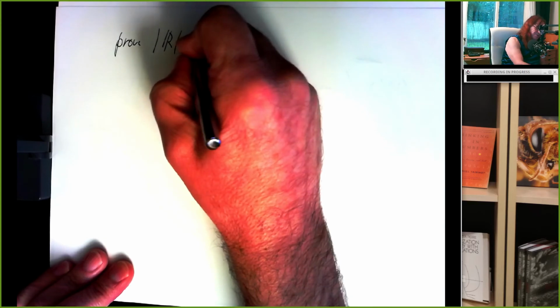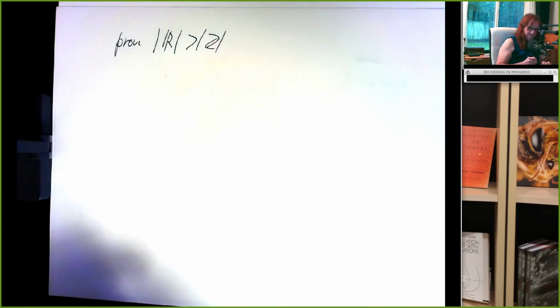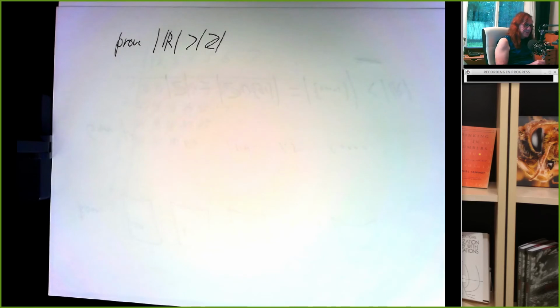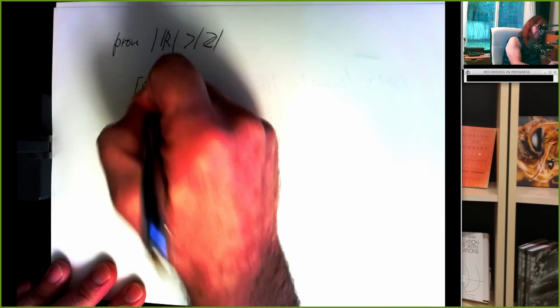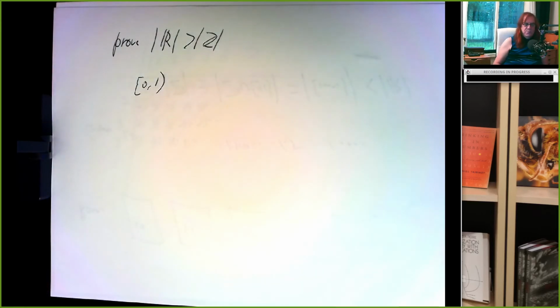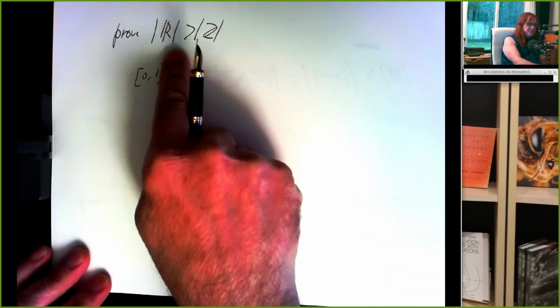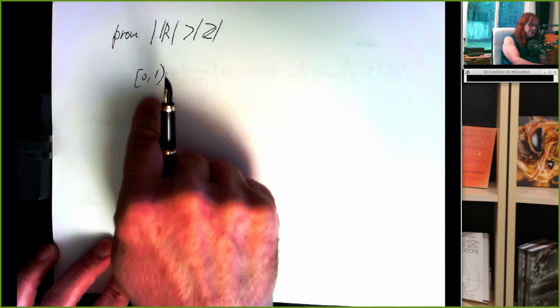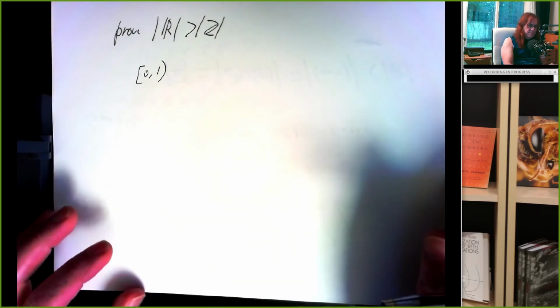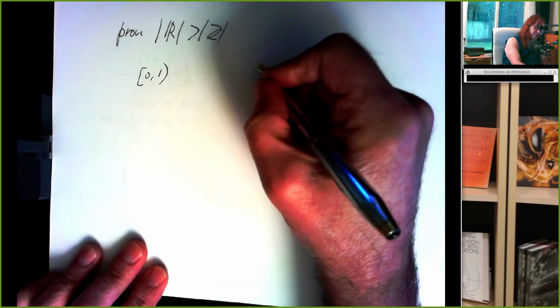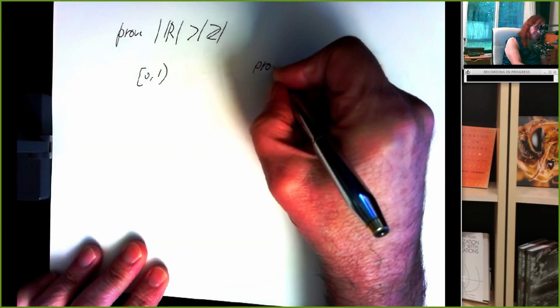But not so with the real numbers. So let's prove that there's more real numbers than there are integers. And let's just pick the real numbers between 0 and 1. That's a tiny collection of real numbers compared to all the real numbers, but we can show that there's more stuff in here than there are integers. And we're going to do this by using what's called a proof by contradiction.